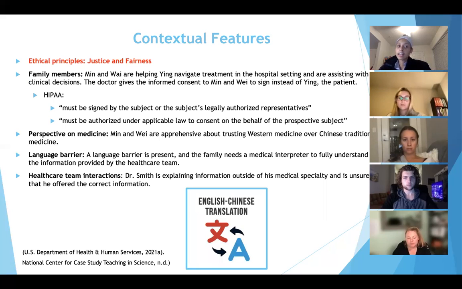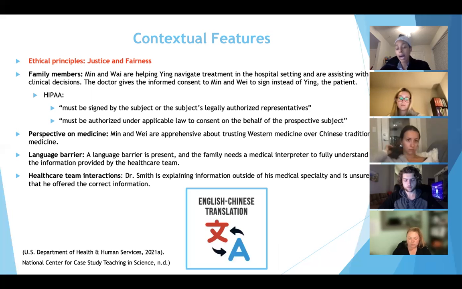Now, Ying does live with Min and Wei in her home environment, but they are not her legal representatives. With a medical interpreter, Ying would have been able to sign the form after she was properly educated. HIPAA also states that you must be authorized under applicable law to consent on behalf of the prospective subject. Again, they were not legal guardians or legal representatives. In this case, it would have been best to get the proper resources, medical interpreters, so that Ying could sign the paper.